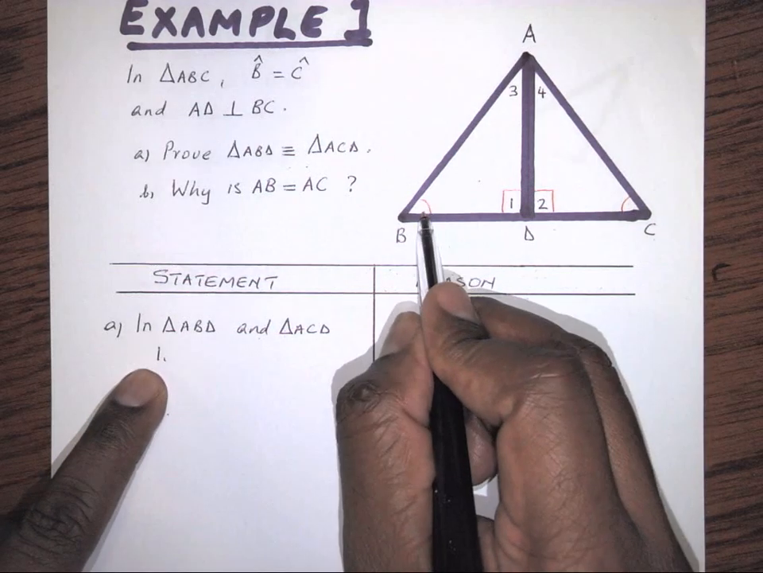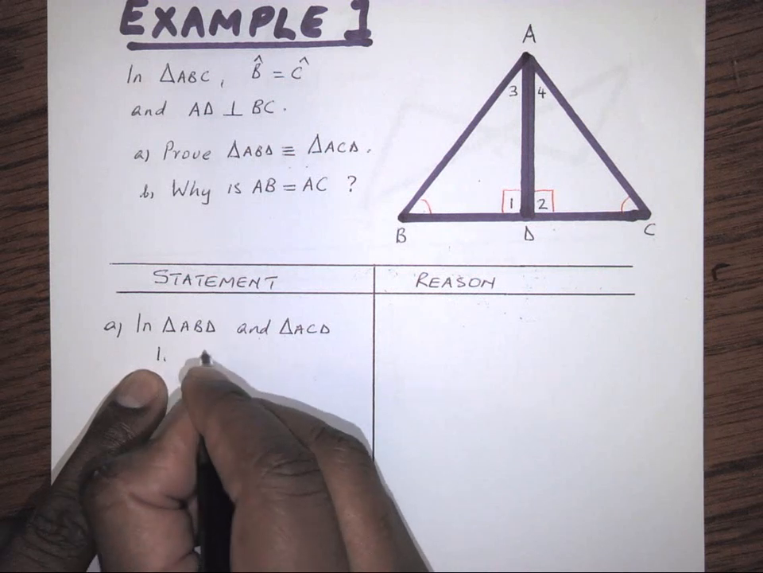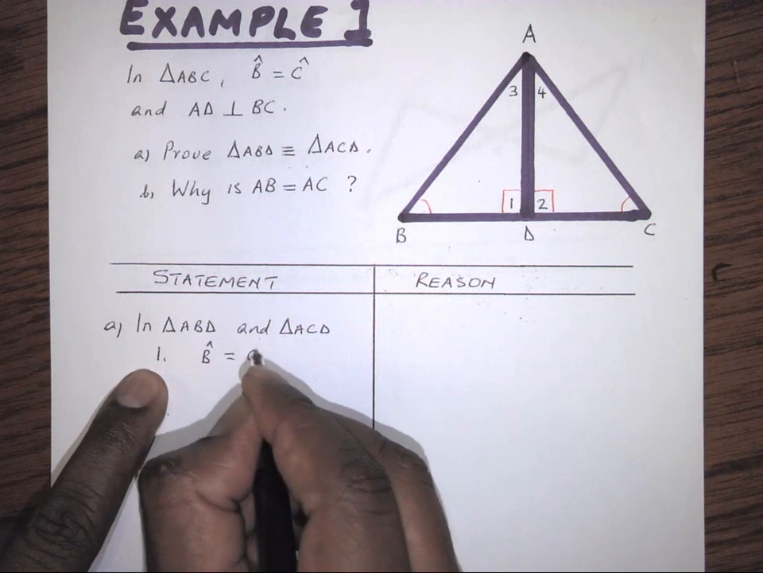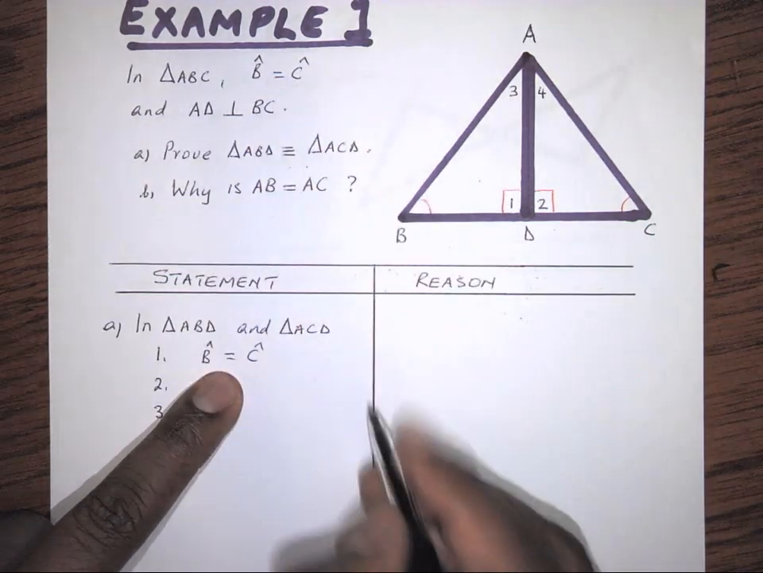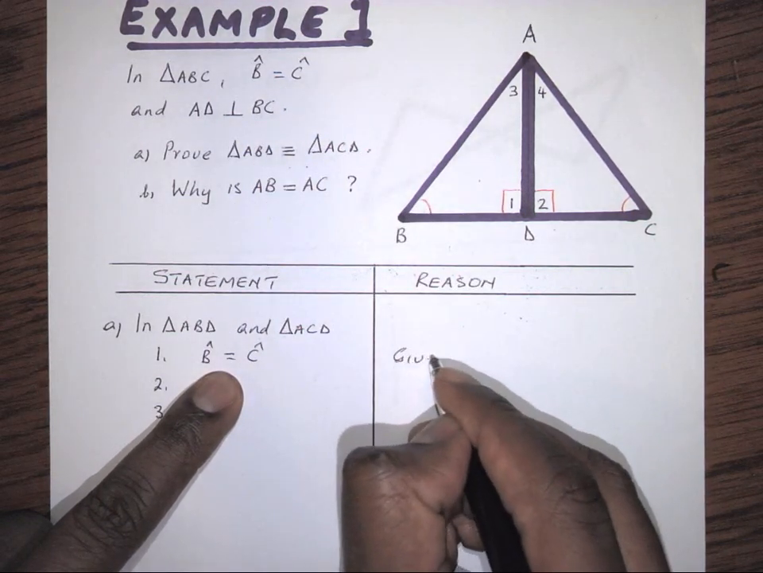First thing, angle B equals angle C. Angle B is equal to angle C. What's the reason? That was given. They gave us that.